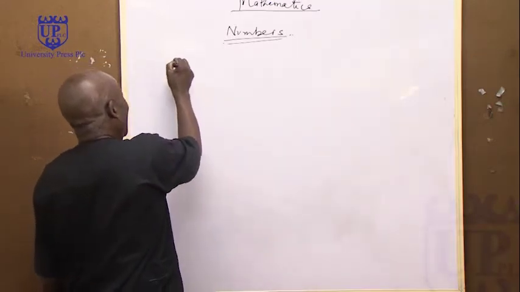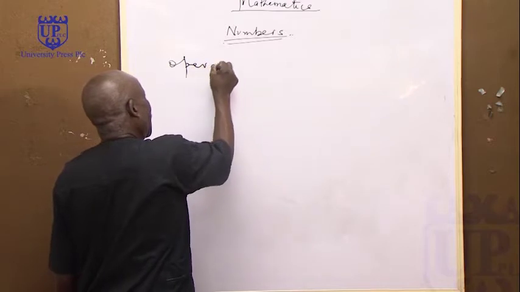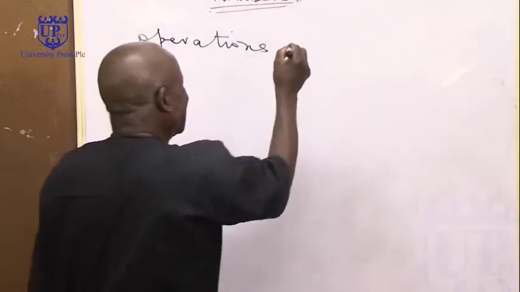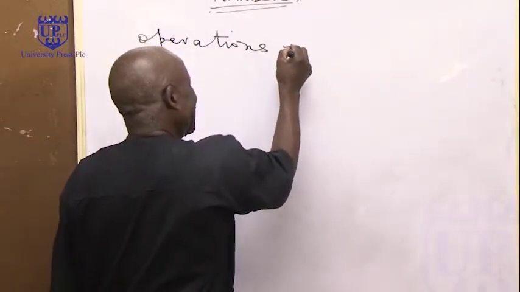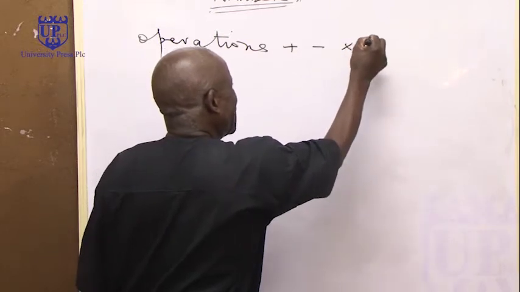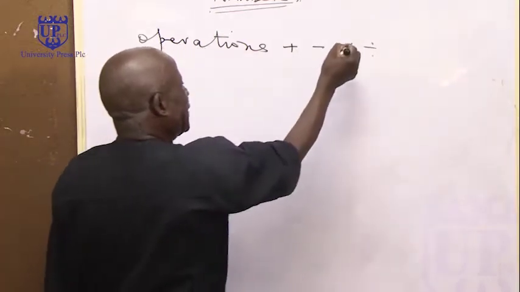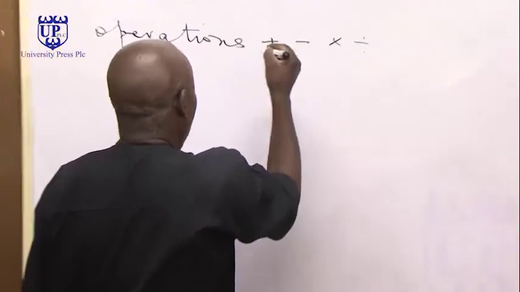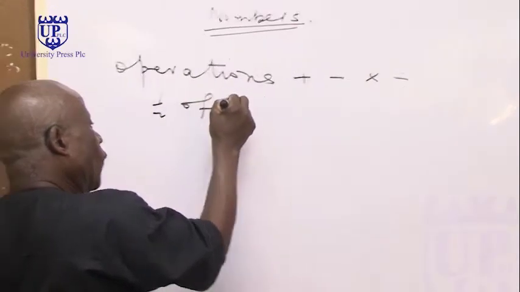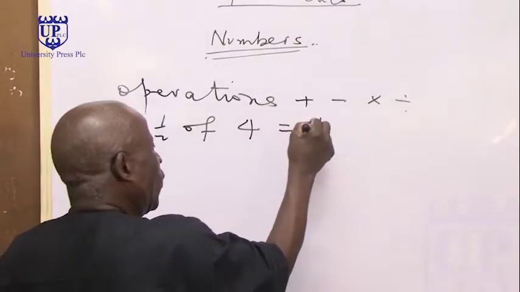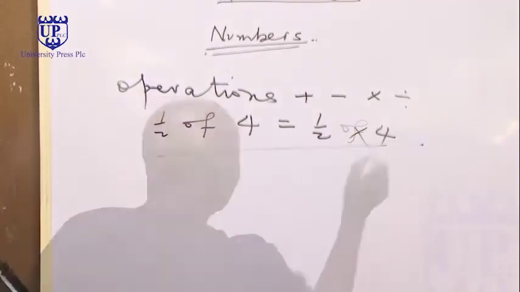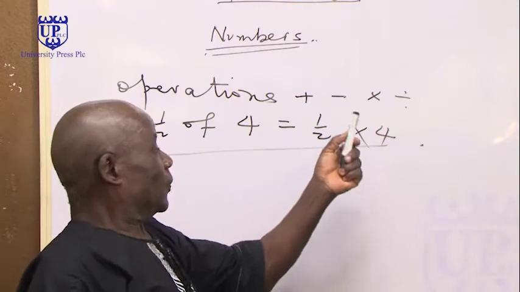Operations. The operations are the addition, the subtraction, the multiplication and division. Please mind you, this one at times they will say "of". When they say half of 4, it is the same thing as 1/2 of 4. Please take note.